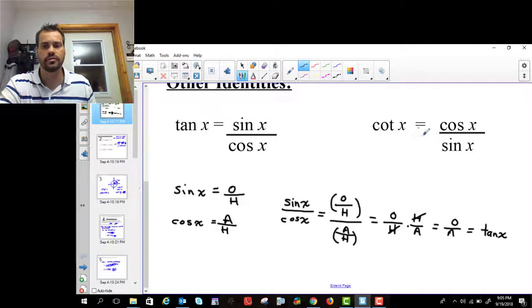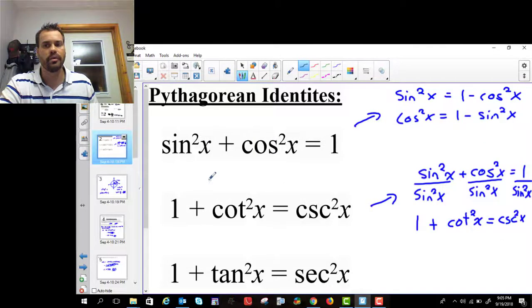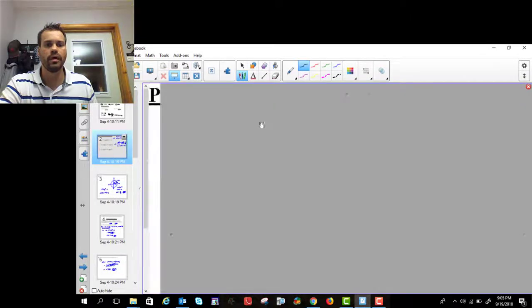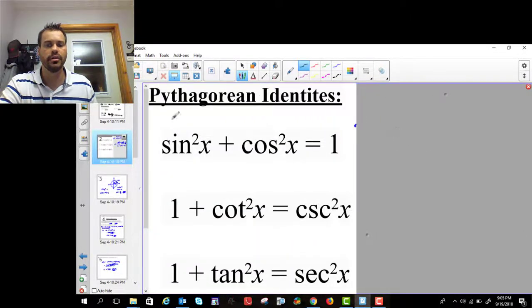And then this is true just because tan x is 1 over cotan x. So if you flip this over, all right? Then you have three other identities. They're called the Pythagorean identities. You don't need to know everything about them right now, but you do need to know what they are. So sine squared x plus cosine squared x equals 1. 1 plus cotangent squared x equals cosecant squared x, and 1 plus tangent squared x equals secant squared x. They're called the Pythagorean identities.